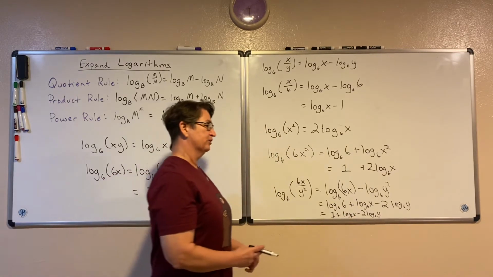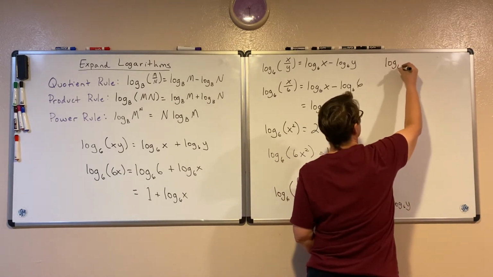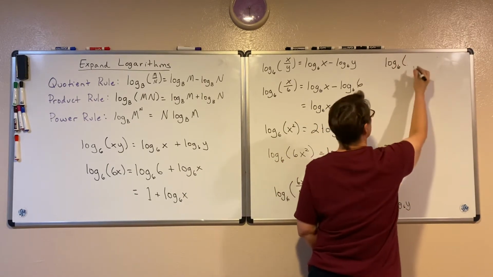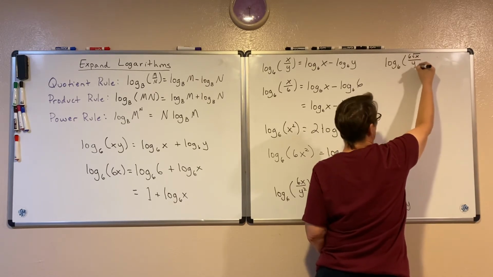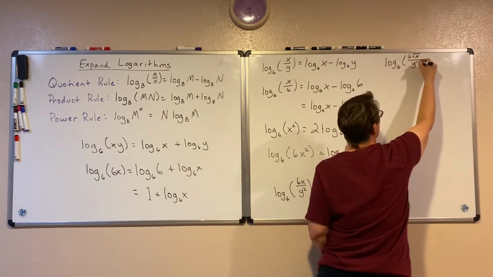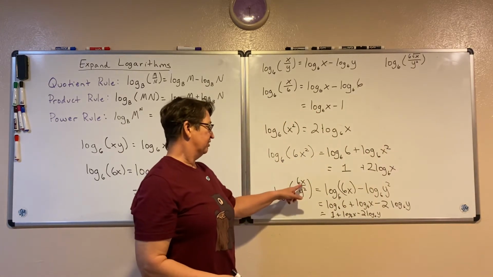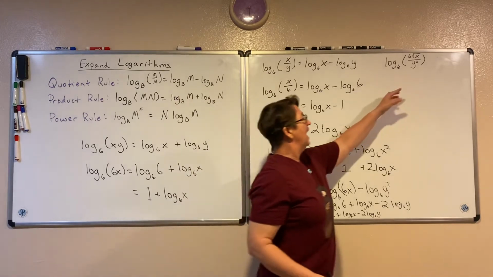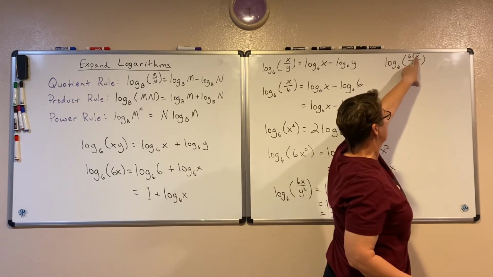Let's make it a little more difficult. Let's do log base 6 of, in my argument, 6 times the square root of x over y squared. Notice that here it's really similar to this, but in this case I have an exponent on my x this time.